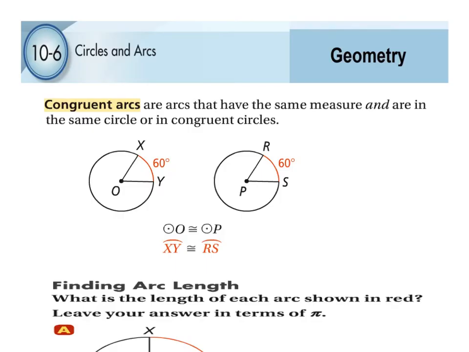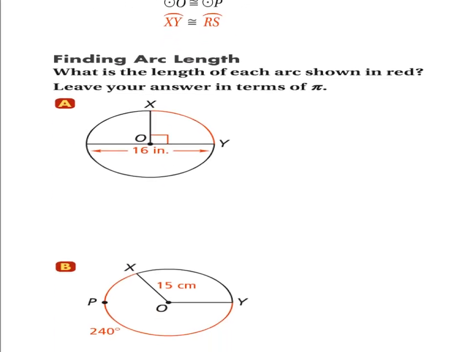Okay, so congruent arcs are arcs that have the same measure and are in the same circle or in congruent circles. So in this case, circle O is congruent to circle P, which means that if arc XY is the same as arc RS, then they're going to be congruent to each other. Okay, let's find some arc lengths here.